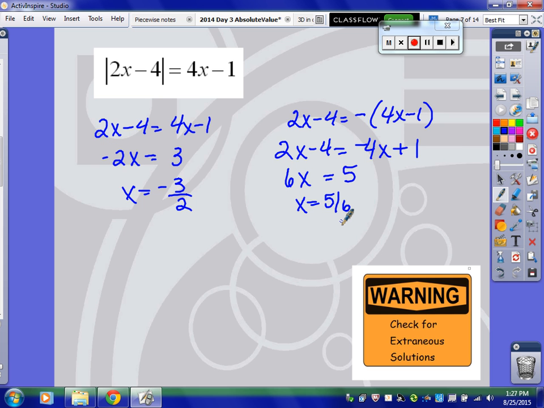Alright, let's check to make sure that both of these worked. Plug it back in and make sure both of them work. Make sure you go back to the original equation, because we've changed this. Always go back to the original when you check for extraneous solutions.